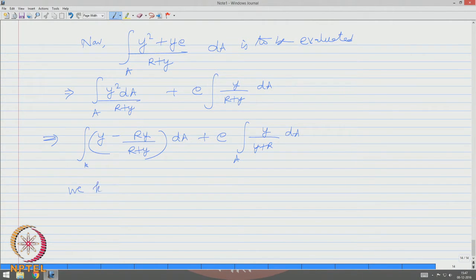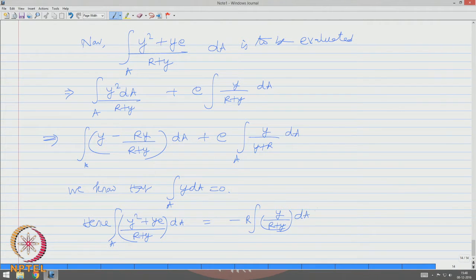We already know that integral y dA is 0, hence the integral of y squared plus y E by R plus y dA will be equal to minus integral R y by R plus y dA plus E integral y dA plus R plus y for the entire area, which is minus R m A plus E m A, which is otherwise minus m A into R minus E, which I call equation number 12.